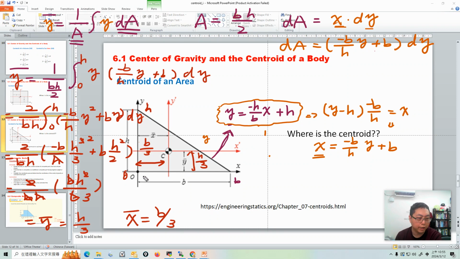So just memorize the results. The centroid of a right triangle: the x position is b over 3, the y position is h over 3. Height over 3, base divided by 3. This is a very important conclusion, and we will use this for the next example for the composite area. So you have to remember this. I just showed you the centroid position of a right triangle. Just memorize 1 over 3. We'll use this conclusion for the next calculation, and I will demonstrate the calculation in the next video.